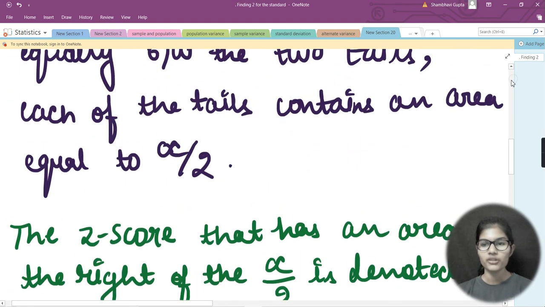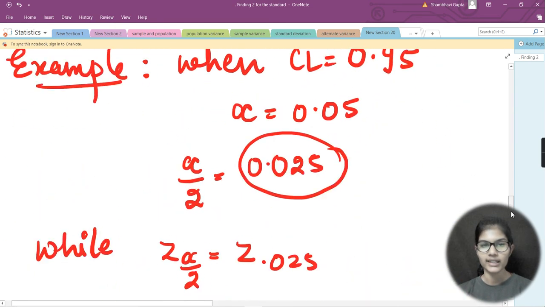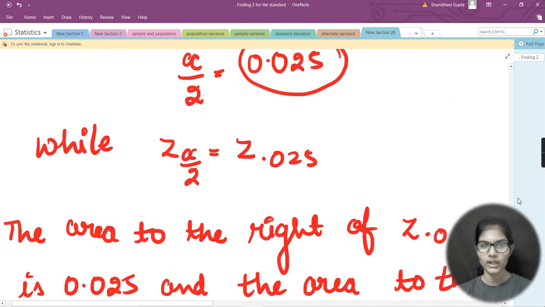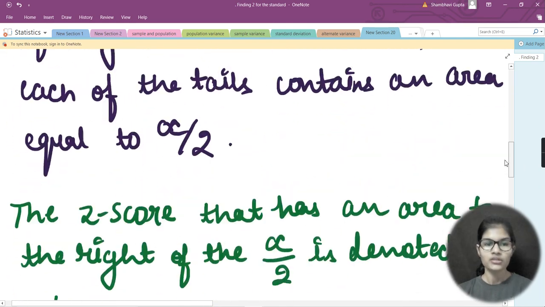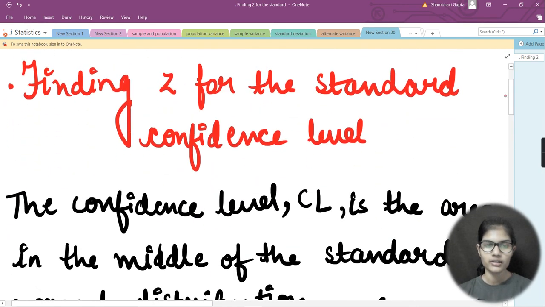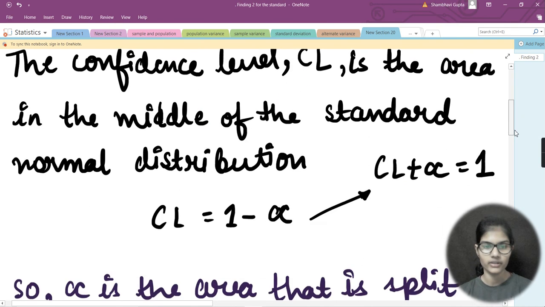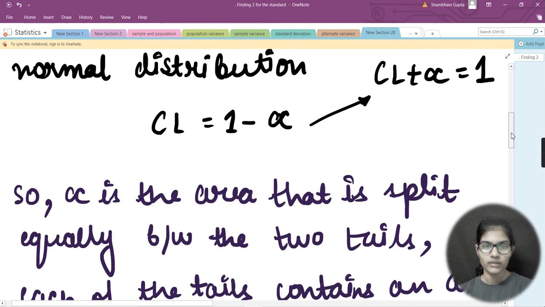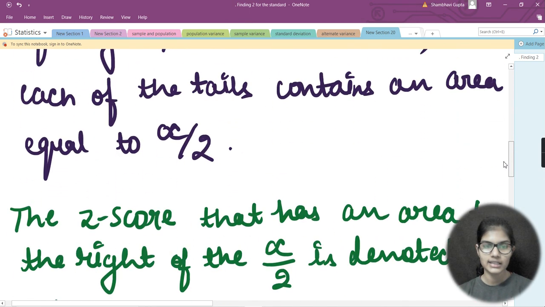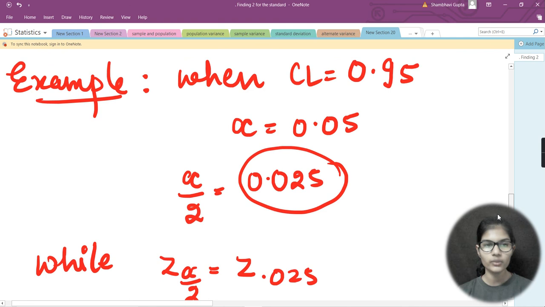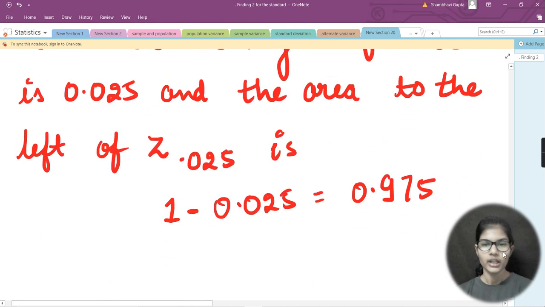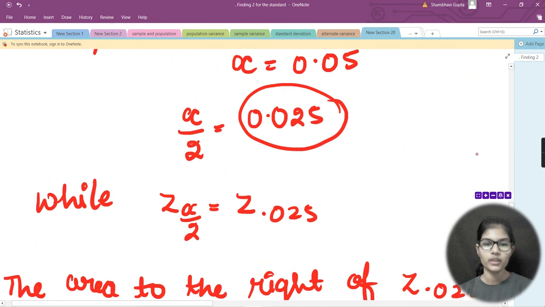Right, so I hope you have got the idea of how to find the z value. This was the thing we have done today, finding z for the standard confidence level. We saw one formula, then we saw alpha by 2, and then we simply saw one example, right? So I hope you are clear with how we proceed with the first step for finding the z. So this is all for this video.